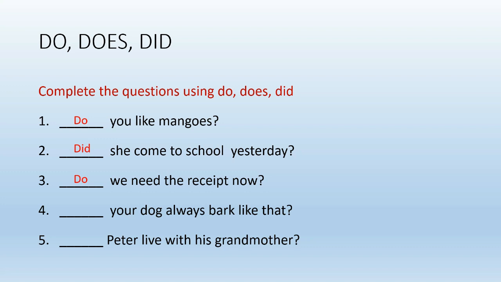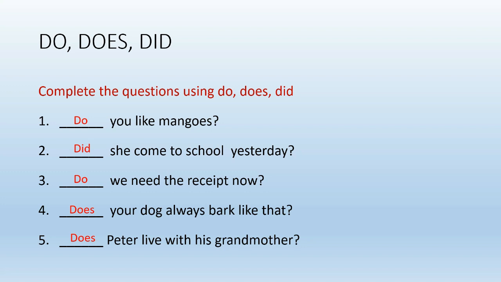Next one, dash your dog always bark like that. So your dog is third person singular. So what does the third person singular take? It takes does. Dash Peter live with his grandmother. So again here Peter is also third person singular. So third person singular takes does.